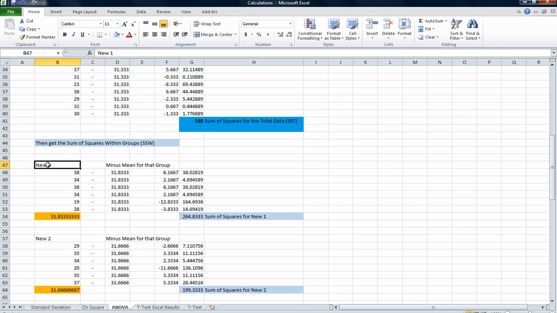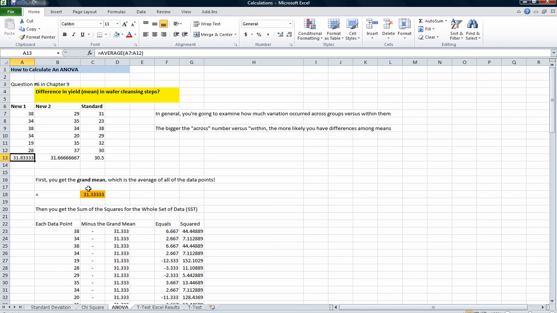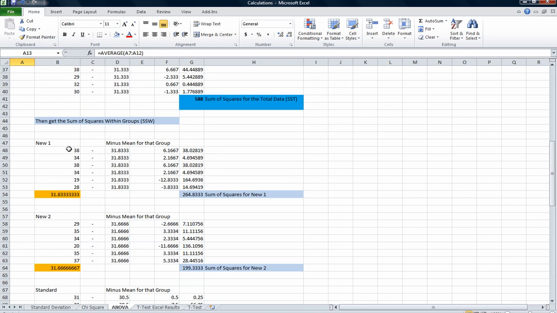Okay, so for new 1, as you see, the average is 31.833. So you take each of the data points and subtract them individually from 31.833, and then you square each one. So 38 minus 31.833 equals 6.1667. You multiply it by itself, and you have the sum of the squares for that one. Go through all of them, you sum them, and then you get 264 in that case, the sum of squares for the new group. Then you would go through with the second group.